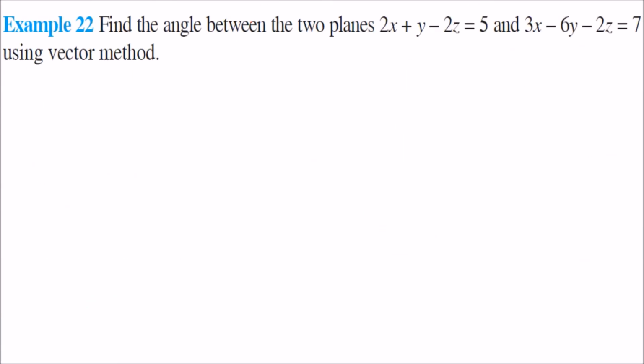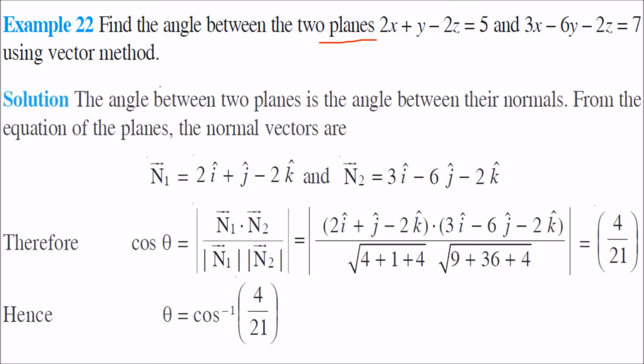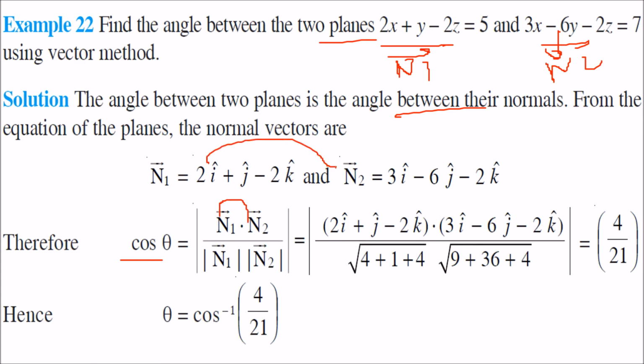Let us take an example. Find the angle between these two planes using the vector method. We know that this one is your n1 and this one is your n2, because the angle between two planes is the angle between their normals. From these equations we know n1 and n2, just put them in cos theta equals n1 dot n2, so take the dot product of these two vectors. That will be 2 into 3 plus 1 into minus 6 plus minus 2 into minus 2. This will be the result.